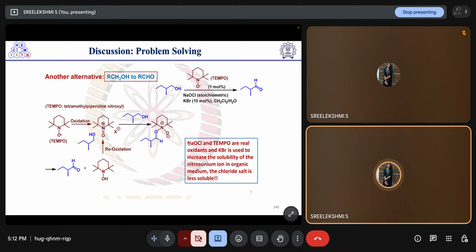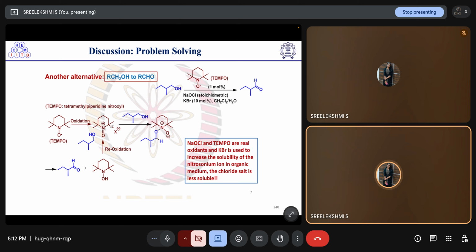Here NaOCl and TEMPO are the real oxidants, and KBr is used because in the intermediate we can see a chloride salt is forming. Because of the low solubility of the chloride salt we are using KBr, so that the corresponding chloride will be converted into bromide. Bromides are mostly more soluble in organic medium, while the chloride salt is less soluble.